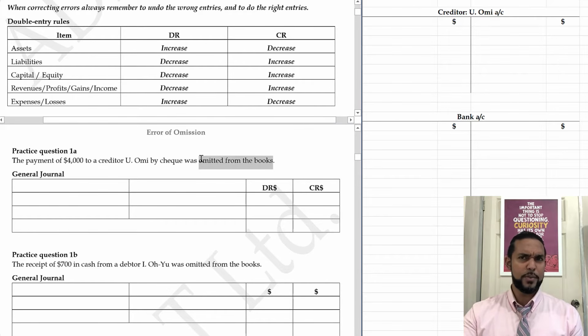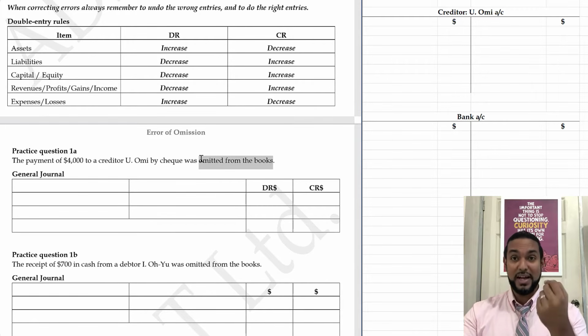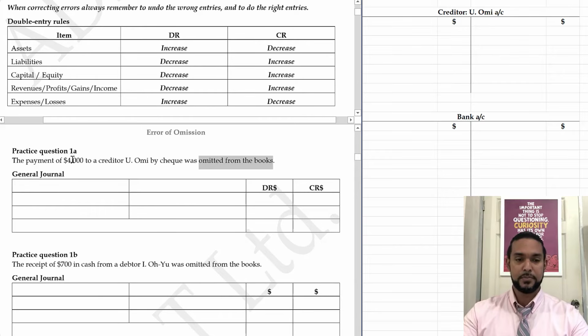How do you fix an error of omission? You enter the transaction as it should have been entered. Okay, let's analyze. So we paid $4,000 to a creditor, you.owe me, by check. So let's talk about paying money to a creditor. Who is a creditor? A creditor is somebody to whom you owe money for some purpose.